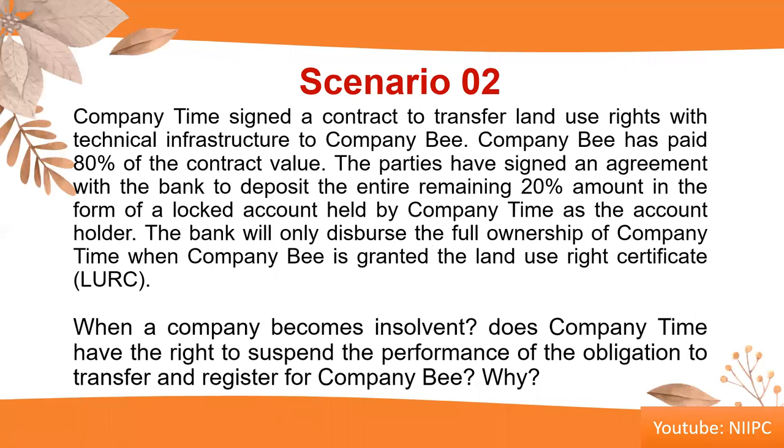Scenario 2. Answer the question: when company A becomes insolvent, does company B have the right to suspend the performance of the obligation to transfer the right and register to company B? Why? So just take a few minutes to answer the question. I know it's a very easy example, so just do it.